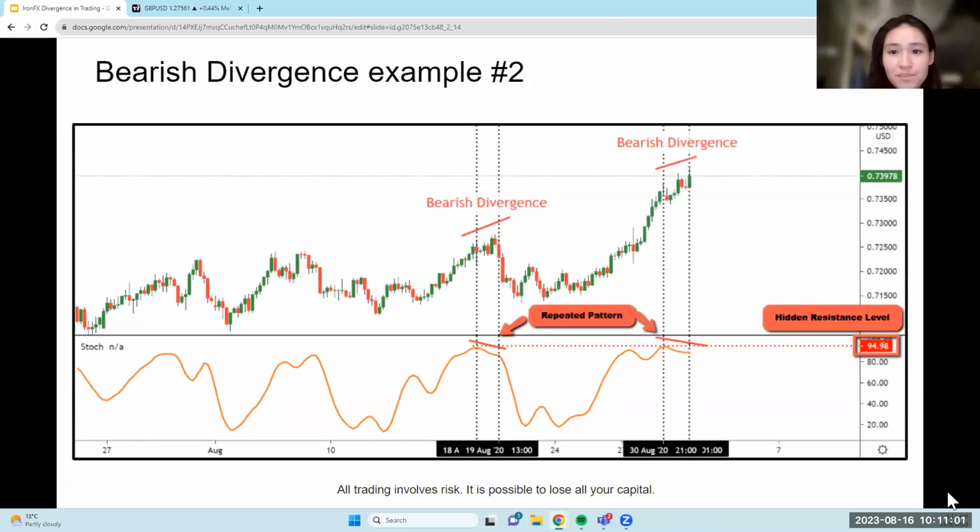So you can see after that, after we identified that, price continued moving, and then we saw this repeated pattern here where price is making a lower high. Once again, price makes a higher high on our price chart, whereas stochastic makes a lower high. This is also what we call a hidden resistance level, since there are two swing highs that line up nicely at this 94.98 level.